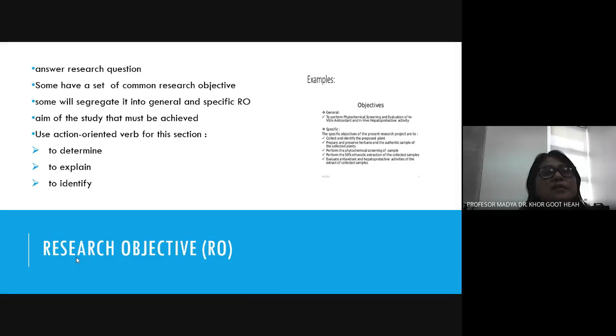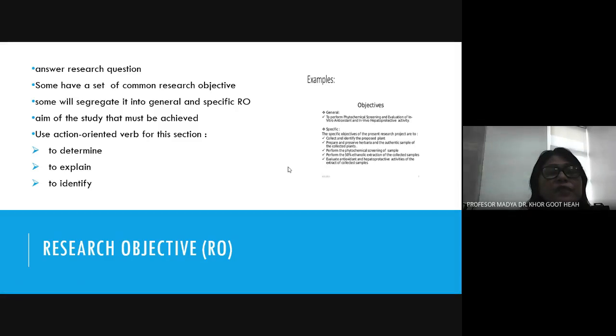This research objective also must tally with, or answer, the research questions. Some proposals presented usually have one set of research objectives. Some have a general research objective, then break it down into specific research objectives, like the example I show you here. They have the general objective for the study, and later a few specific objectives for the following study.